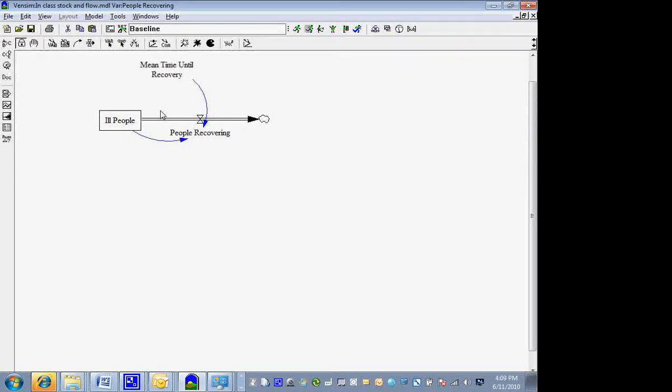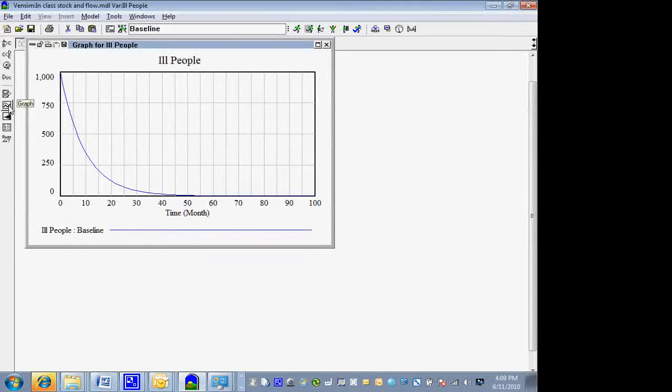So how am I going to then see the results? Well, I ran it, and so if I double click on ill people, see up here it says ill people at the top of the screen? Now I can go over here and do graph, and that's the number of ill people over time. It's decreasing like that. Started at 1,000, comes down really quickly at first. Why is it coming down quicker at first? Because there's a lot of people there, and so there's a lot of people who can recover.